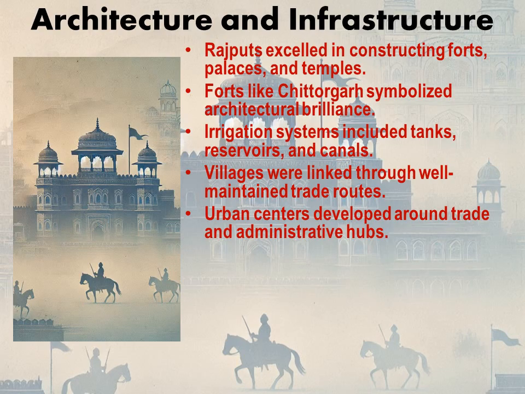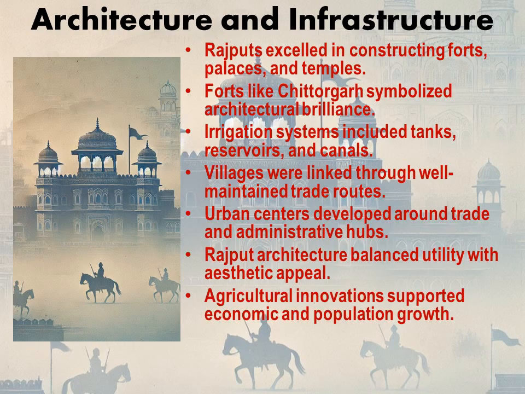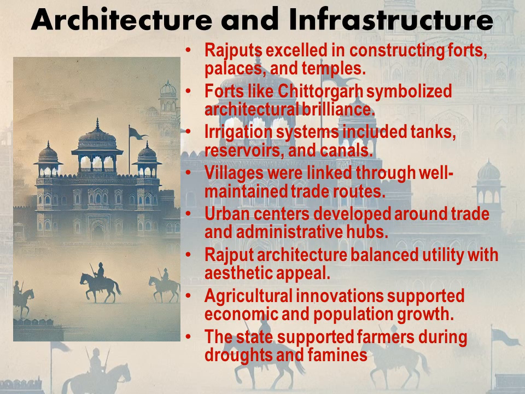Urban centers developed around trade and administrative hubs. Rajput architecture balanced utility with aesthetic appeal. Agricultural innovations supported economic and population growth. The state supported farmers during droughts and famines.